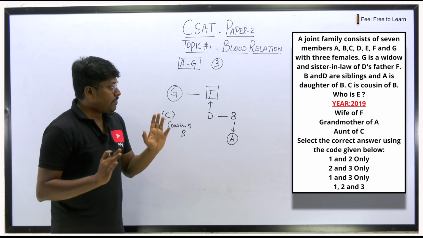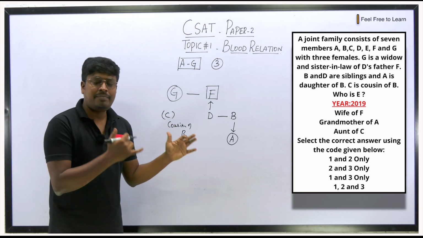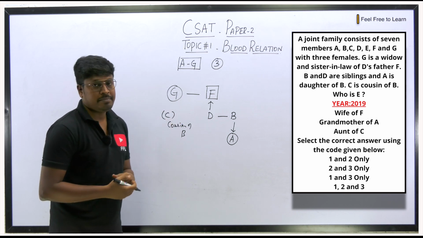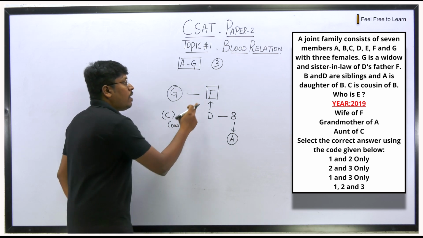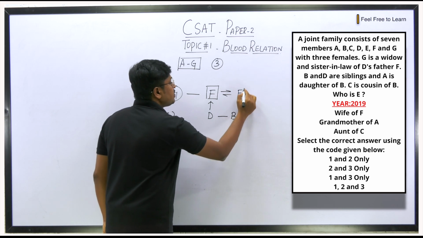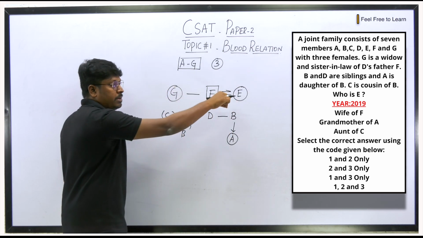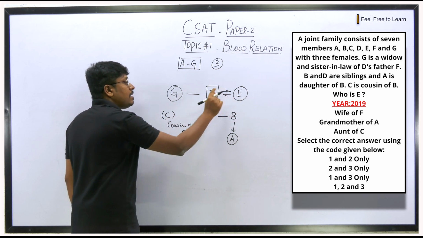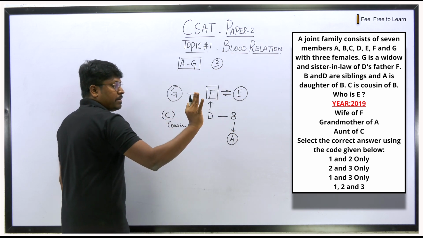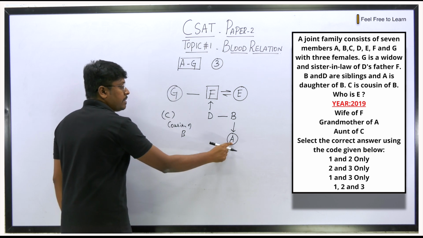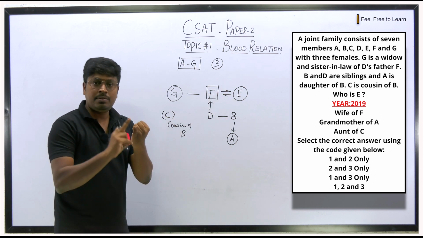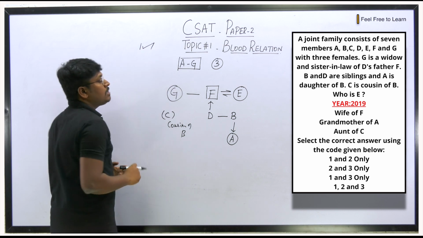Who is E? They have given certain options and we need to check which of the options will be correct, right? So: wife of F, grandmother of A, aunt of C. Just see, wife of F. We already know that F is a male person. So is wife of F possible or not? Yes, it is possible. Why? Because if we fix E as wife of F, then we can say that in the total family, there are 3 female persons. Yes or no? 1 female, 2 female persons and the 3rd female person. Yes, it is correct. So the person E can be wife of F. So option number 1 is a possible chance.